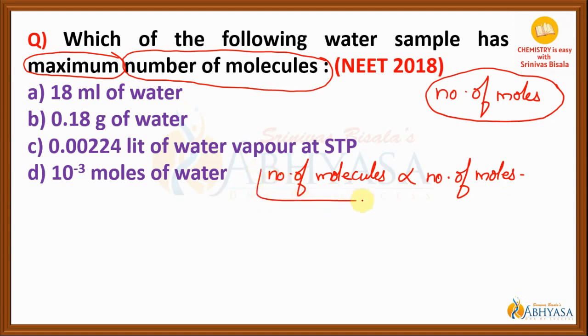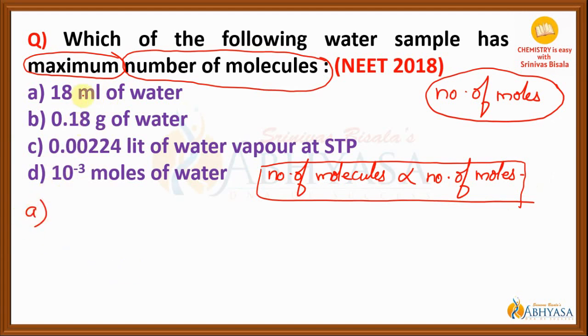Number of molecules is directly proportional to number of moles. For example, 1 mole of any substance contains Avogadro number of molecules. 2 moles of any substance contain 2 into Avogadro number of molecules. So if there are more moles, there are more molecules. So let us convert all of them into number of moles.